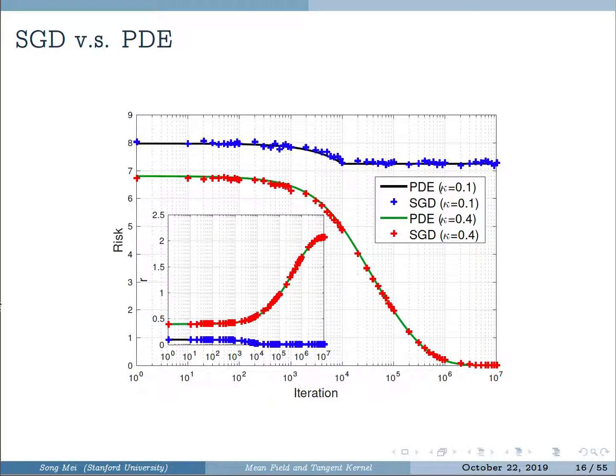But if you run the stochastic gradient descent algorithm, then it will track this solution of the PDE. If the PDE converges to zero risk, then the solution of SGD will converge. If the PDE doesn't converge to zero risk, then the solution of SGD will also get stuck at some bad local minimizer. Did you show here a low dimension PDE as well? Yes.